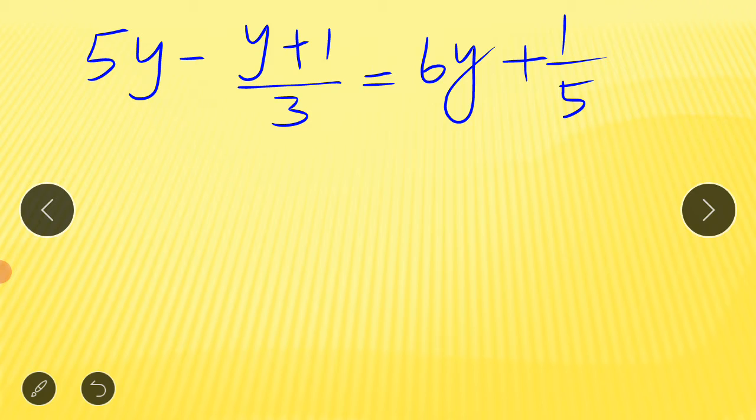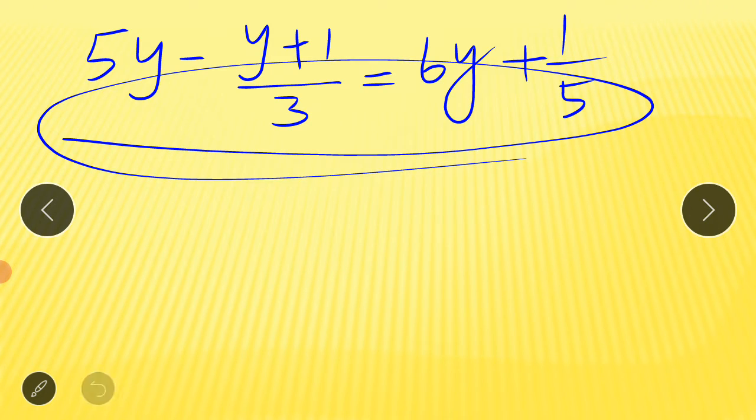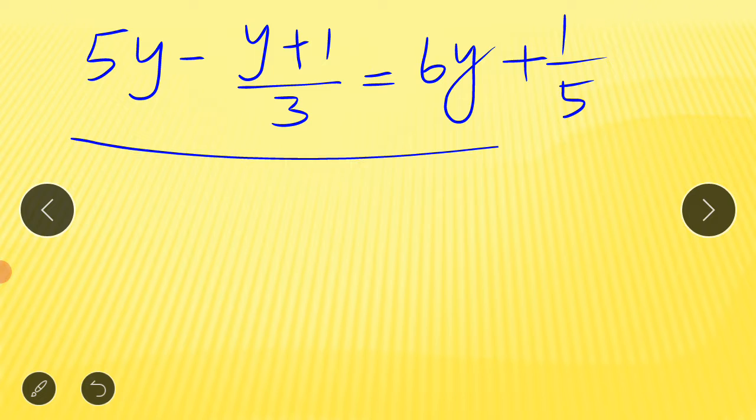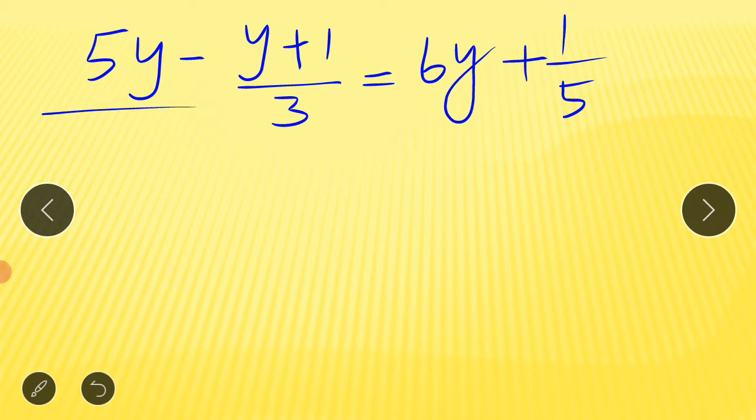Otherwise, just take the LCM of all the denominators. So here 1 we can leave, so 3 and 5. Let's find the LCM of 3 and 5. It is directly multiplied, because both are prime numbers. So the LCM is 15, because both are prime. So after finding the LCM, why are we finding the LCM?